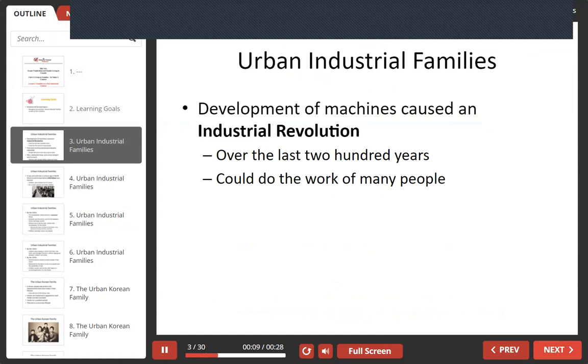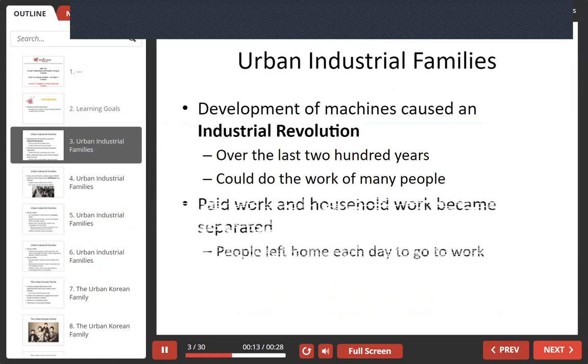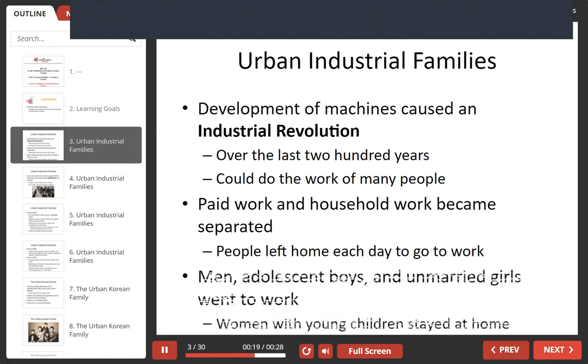This occurred over the last 200 years and could do the work of many people. Paid work and household work became separated, where people left home each day to go to work. Men, adolescent boys, and unmarried girls went to work, whereas women with young children continued to stay at home.